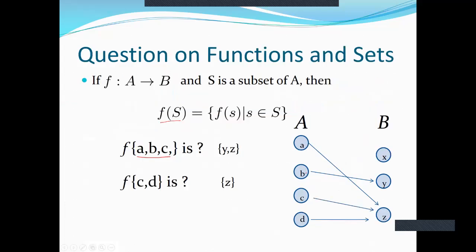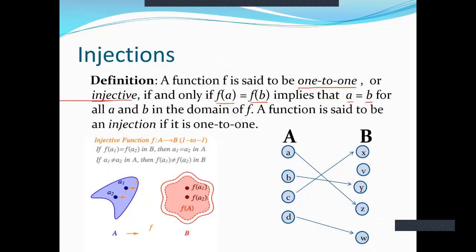In the previous example, you can see this Z is mapped by A, C, and D. If we are talking about injective functions or one-to-one functions, this is not allowed. So no element will be mapped by multiple elements in A. So A is mapped to Z, that is exactly one element. W is the image, it has only one pre-image. Z is the image, it has only one pre-image. Y is the image, it has only one pre-image. X is an image and it has only one pre-image, that is C.